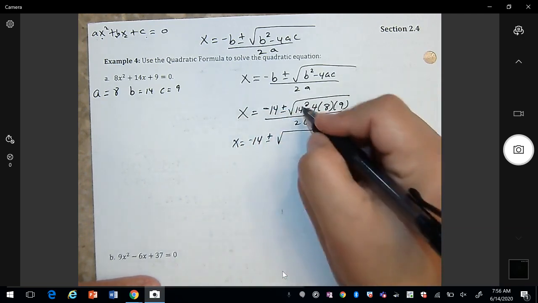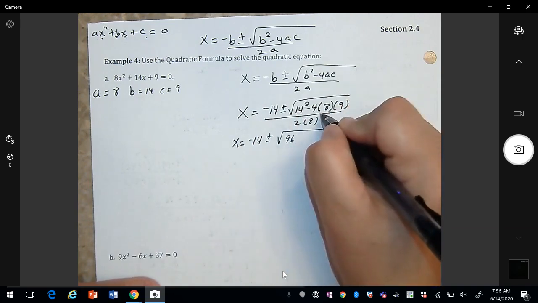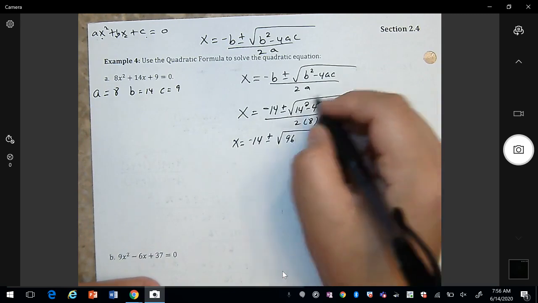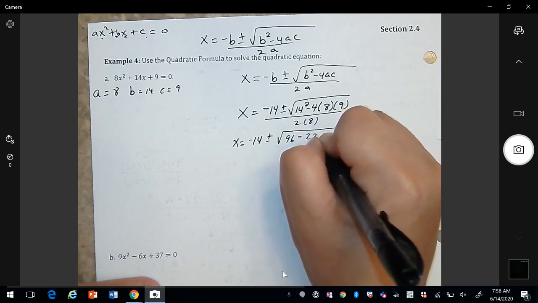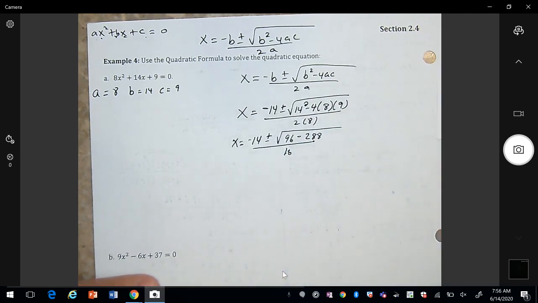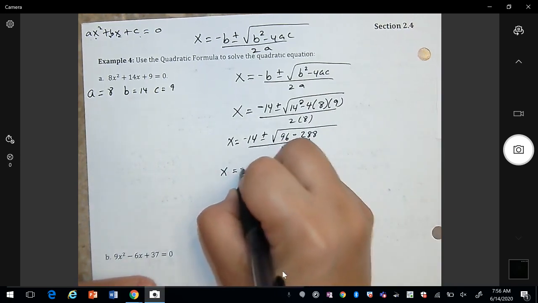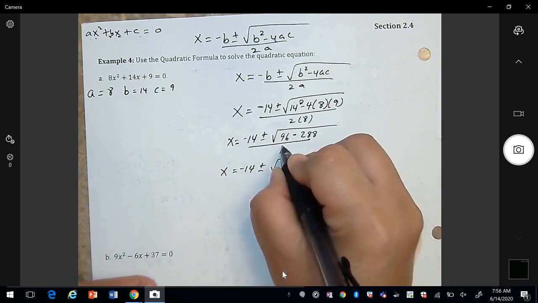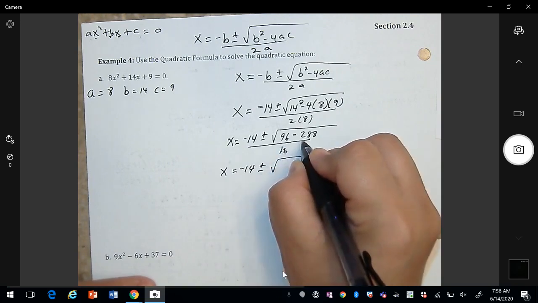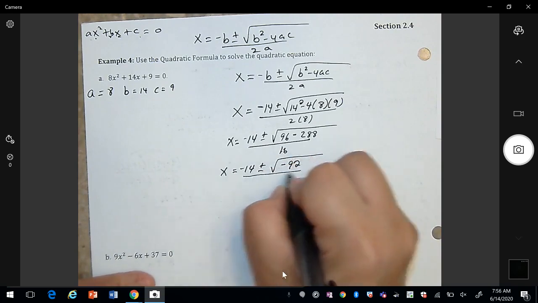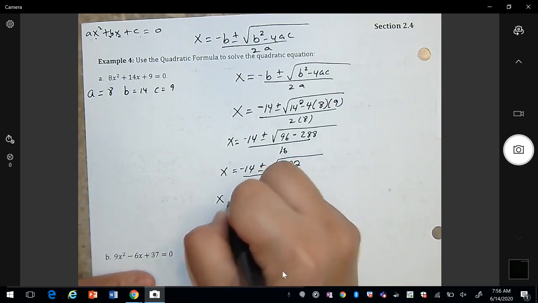14 times 14 would be 196. 4 times 8 is 32, times 9 is negative 288. 8 times 2 is 16. 196 minus 288 is negative 92, divided by 16.